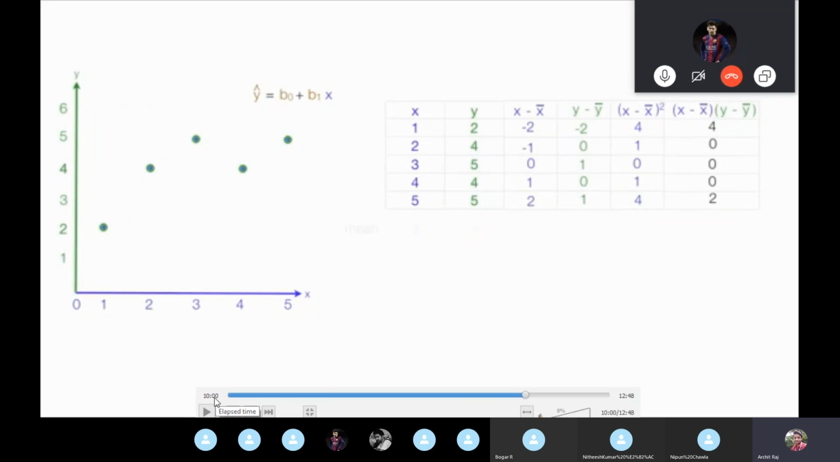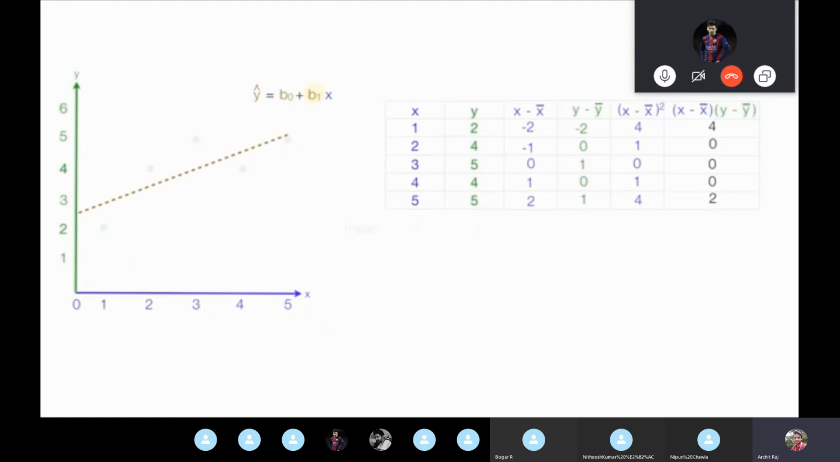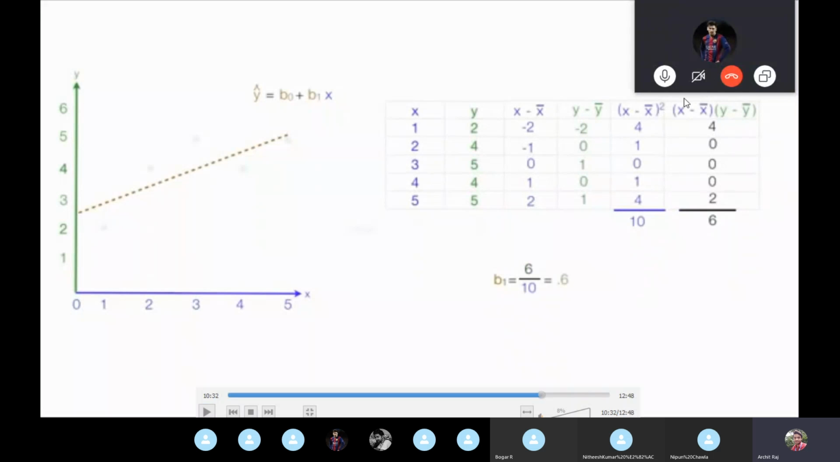Now we have a formula in coordinate geometry that if you have these columns, which are x minus x naught whole square and x minus x naught into y minus y naught, we can find the value of b1, or the slope of that line. The value of b1 will be the summation of all the points of x minus x naught into y minus y naught, divided by the summation of all the points of x minus x naught whole square.